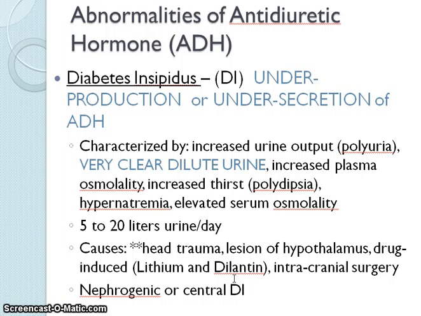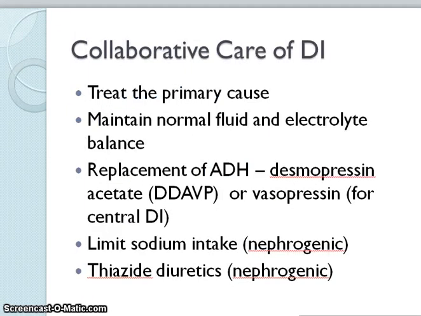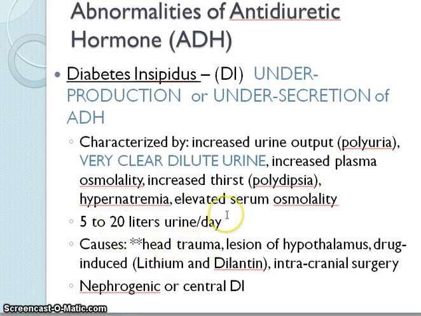They can have increased plasma osmolality because it's going to be very concentrated. These people are excessively thirsty. That's known as polydipsia because they're trying to correct their fluid imbalance. They can have high sodium levels and hypernatremia, and they're very concentrated serum levels, so that's elevated serum osmolality. They can pee anywhere from 5 to 20 liters of urine a day, compared to about 2 liters of urine output each day, and that can cause excessive dehydration.